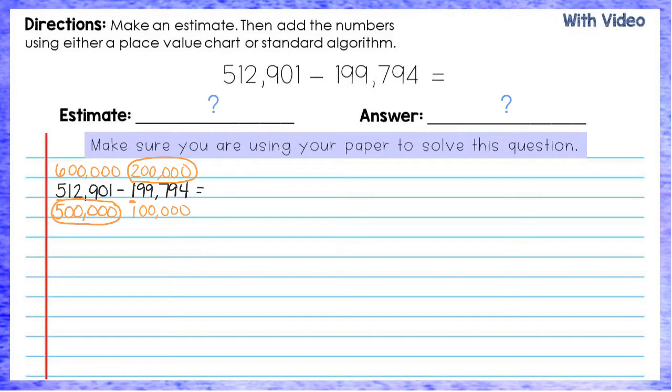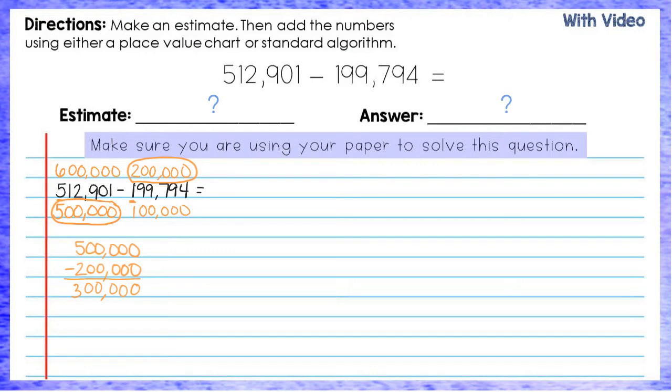So we're going to subtract 500,000 minus 200,000 equals... 5 minus 2 is 3. So it'll be about 300,000.